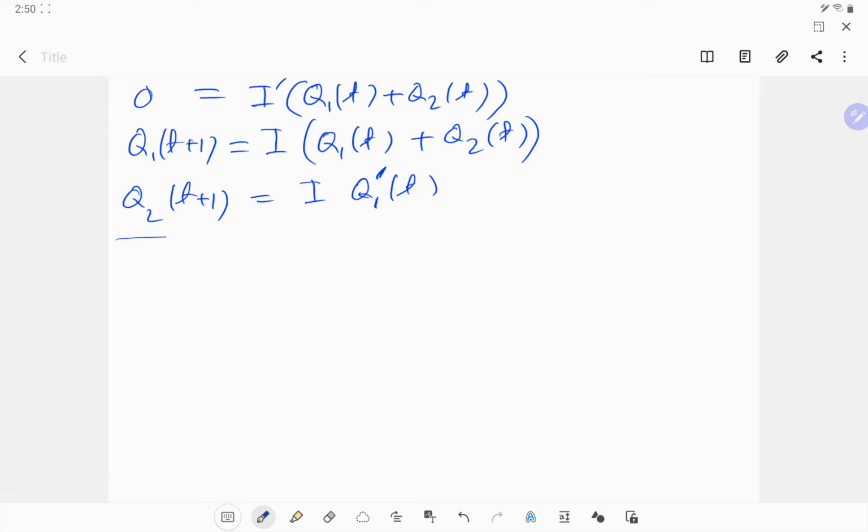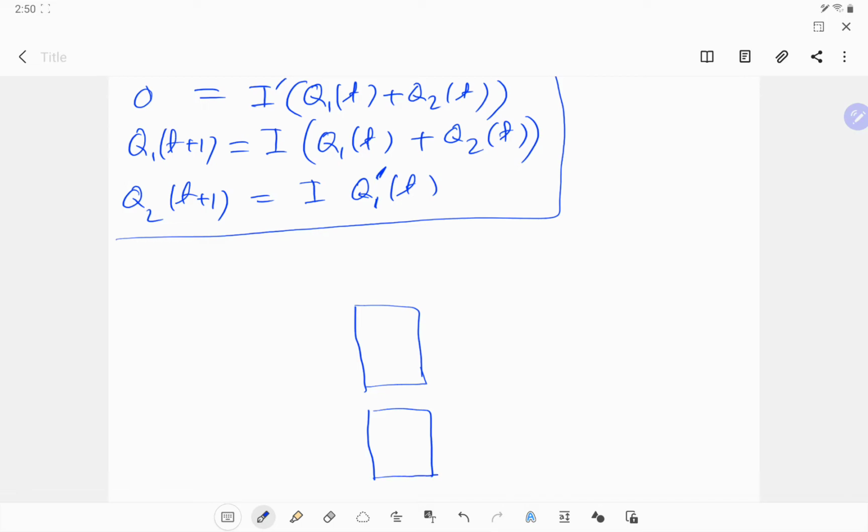Okay, so now given these 3 equations, we want to draw the circuit. Definitely, we need 2 flip-flops, the first flip-flop and the second flip-flop. Each flip-flop is D-type. Positive edge triggered or negative edge triggered doesn't matter. This is D, and the clock pulse also positive or negative. Let's consider the negative.